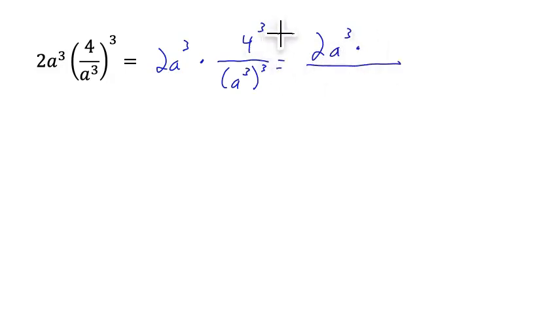times 4 to the third power. That's 4 times 4 times 4. So 4 times 4 is 16. And 16 times 4 is 64. Then a to the third power, we have a power to a power, so we multiply the exponents.